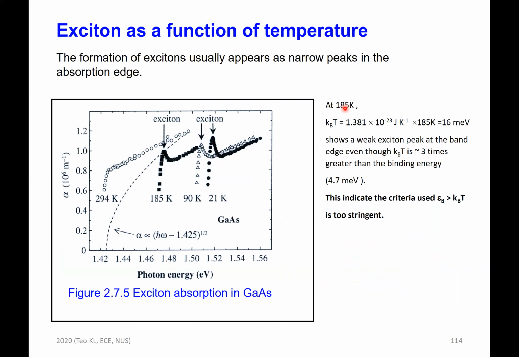So basically the criterion that we use, that the binding energy must be greater than kT for the exciton to survive, is too stringent. However, for analytical analysis, we will take this comparison of the binding energy of the exciton with the thermal energy. Sometimes experimentally, you may see a slight deviation from this criterion.